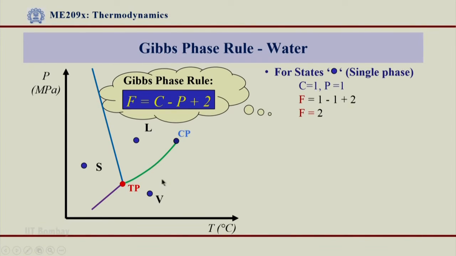So, I can vary in T direction or in P direction and I can still be in the same phase, and that is why my degrees of freedom in this case is 2. I can still remain in the same phase.